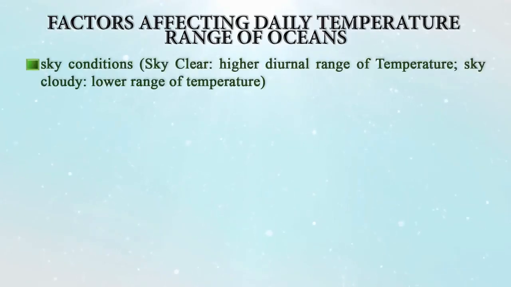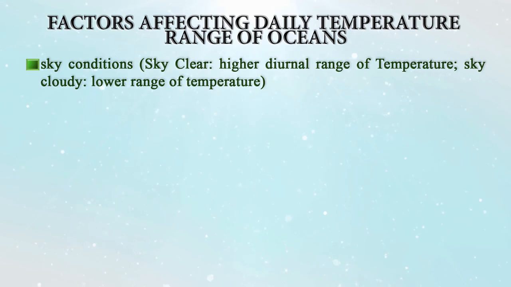So, sky conditions: when the sky is clear, there is a greater amount of incoming solar radiation coming onto the ocean surface and heating up the oceans, and a greater amount of heat is lost through long wave terrestrial radiation also when the sky is clear. So there is a high diurnal range of temperature when the sky is clear.